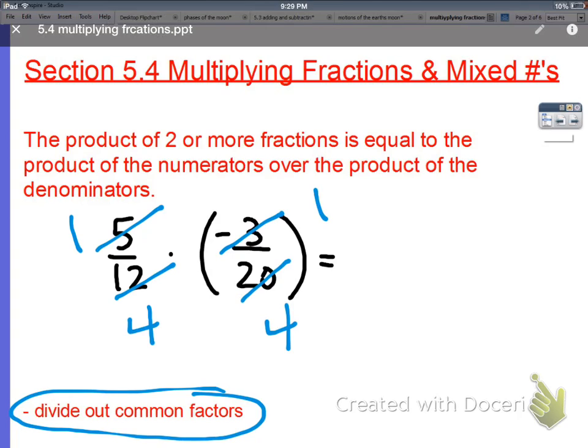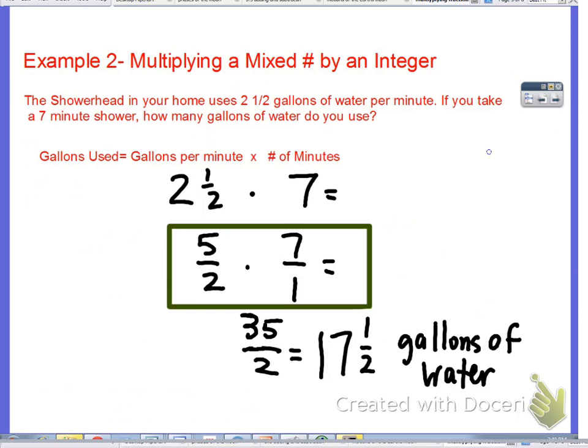So here I'm multiplying 1 times 1 and 4 times 4 to get 16. Remember that 5/12 was positive and 3/20 was negative, and when I multiply a positive and a negative, my answer is negative. The rules were 2 negatives give you a positive, 2 positives give you a positive, and when 1 is negative and 1 is positive, the answer is negative. Remember those rules. In example number 2, you're going to be multiplying a mixed number by an integer.